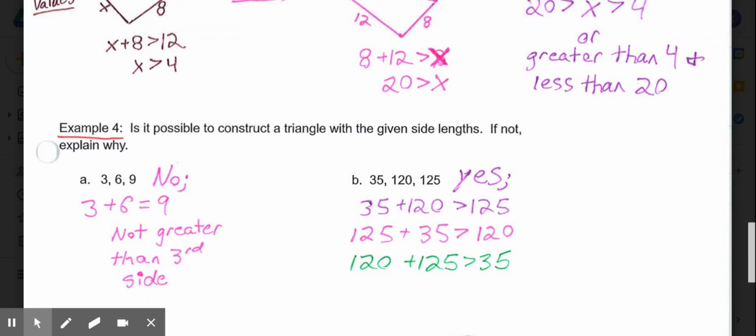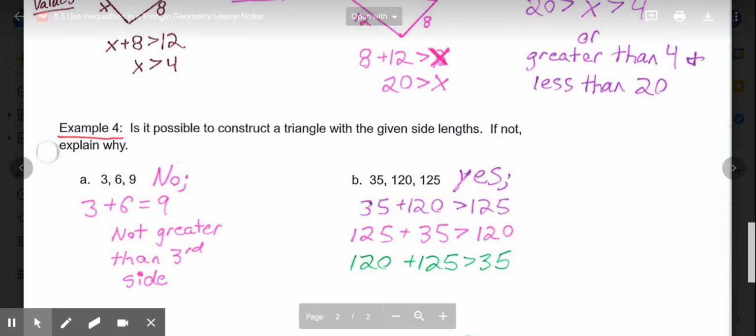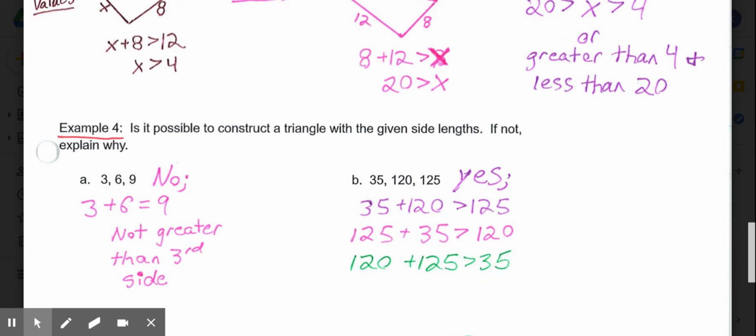In B, 35 plus 120 is greater than 125. 125 plus the 35 is greater than 120, and 120 plus 125 is greater than 35. So in this case, any two sides added is greater than the third, meaning yes, this triangle is possible.